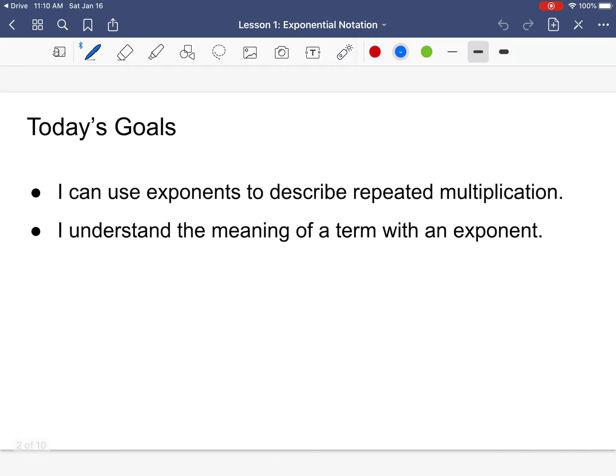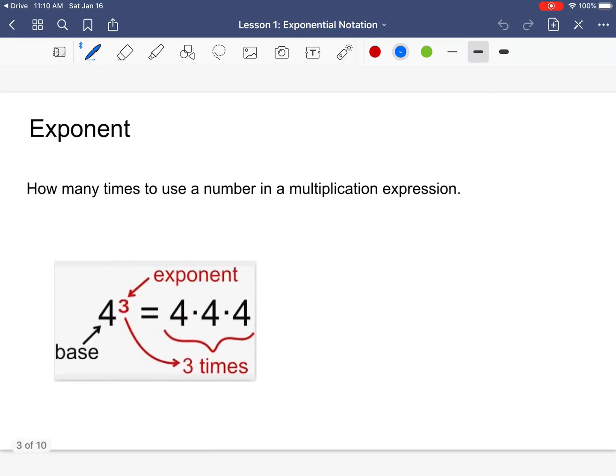The goals of today's lesson are that you can use exponents to describe repeated multiplication and that you understand the meaning of a term with an exponent. So, an exponent means how many times to use a number in a multiplication expression.